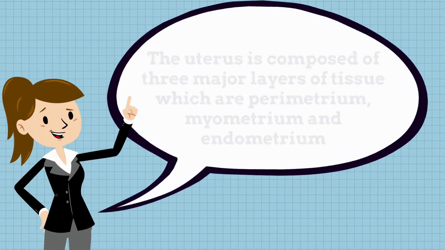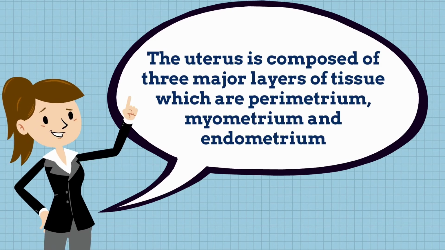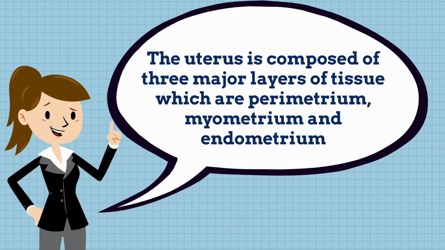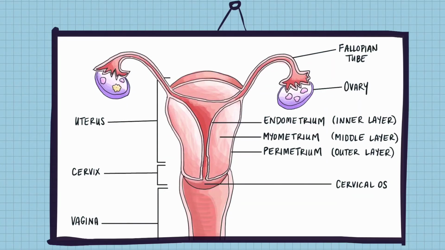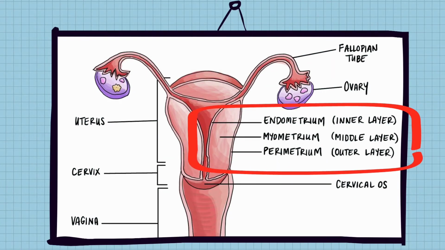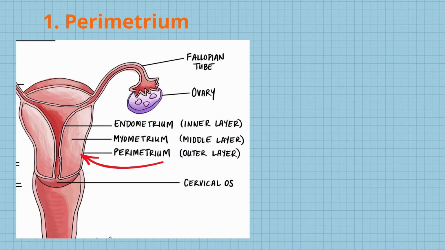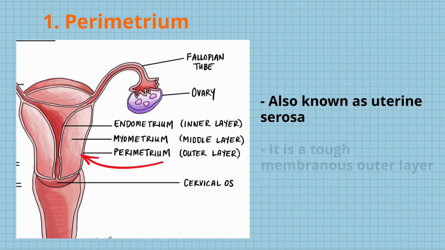The uterus is composed of three major layers of tissue, which are perimetrium, myometrium, and endometrium. Perimetrium is the outer layer, while myometrium is the middle layer and endometrium is the inner layer. First is perimetrium. It is also known as uterine serosa. It is a tough membranous outer layer.